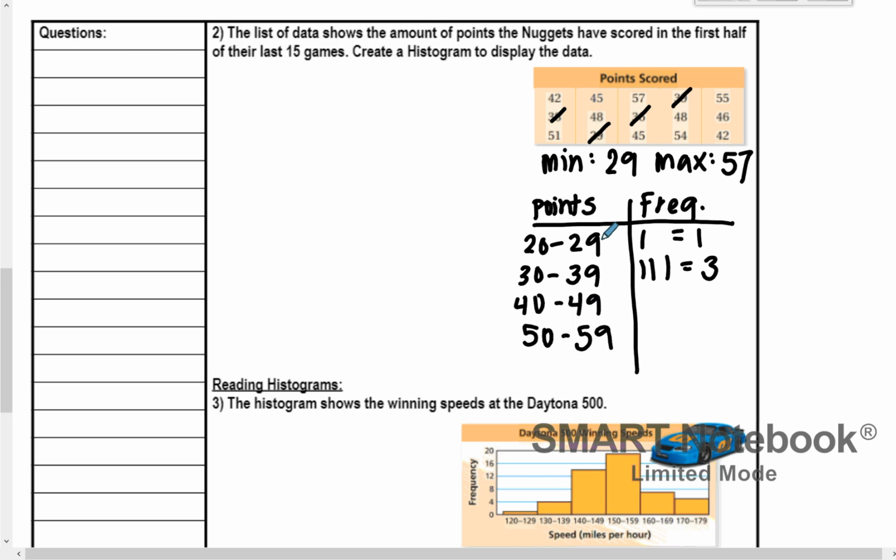40 to 49. We've got 1. 2, 3, 4, 5, 6, 7. Okay, 50 to 59, we've got 1, 2, 3, 4.